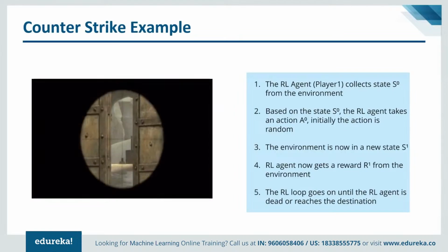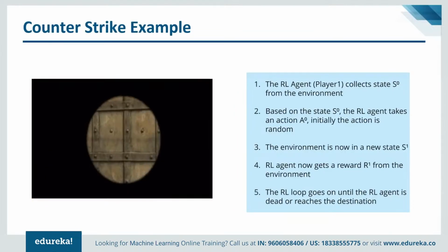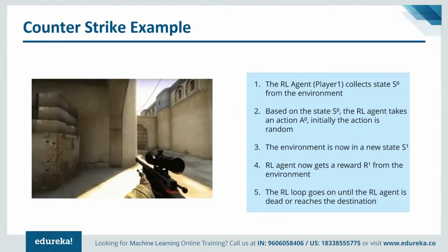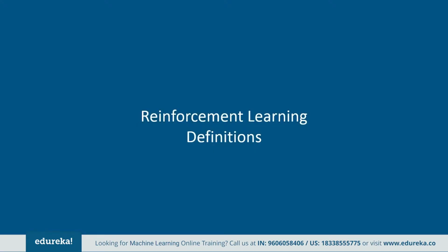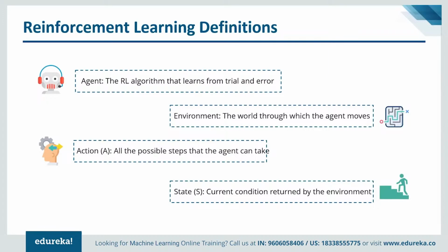Now let's move on and look at the reinforcement learning definitions. There are a few concepts that you should be aware of while studying reinforcement learning. Let's look at those definitions. First we have the agent. An agent is basically the reinforcement learning algorithm that learns from trial and error. An agent takes actions, for example a soldier in Counter-Strike navigating through the game. If he moves left, right, or shoots at somebody, that's also an action. So the agent is responsible for taking actions in the environment.